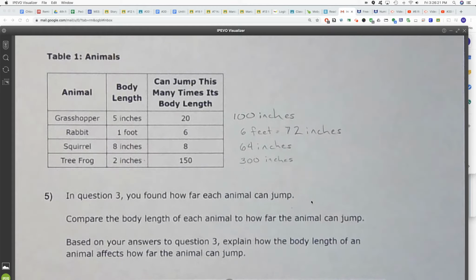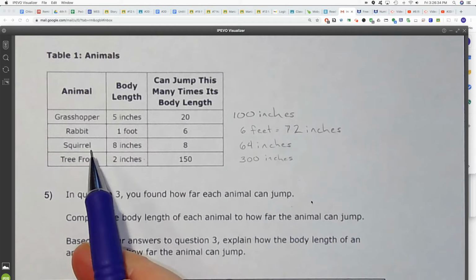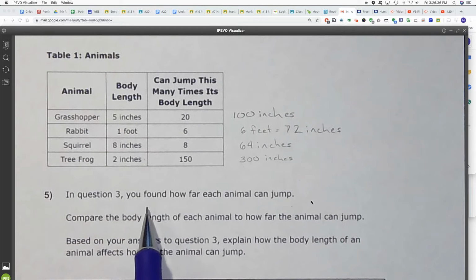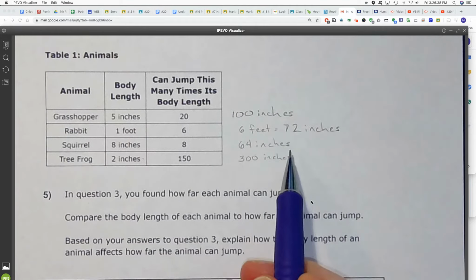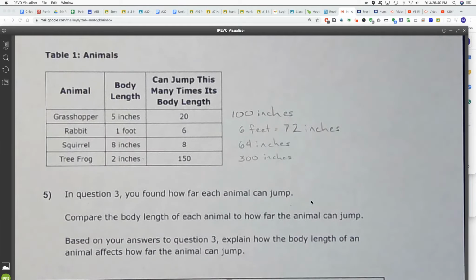All right, so we are still working through that performance task, number 20. We are on number 5 today, which is kind of a confusing question, so don't feel bad if this one is giving you fits. So we've got that same table. In question 3, you found out how far each animal can jump, and I went ahead and wrote it down here again so we could remember.